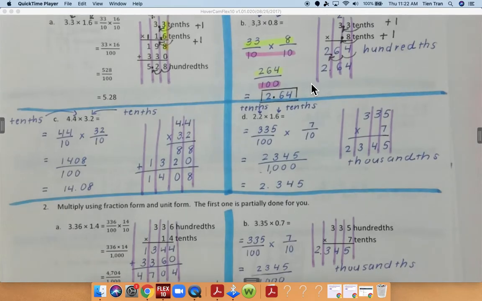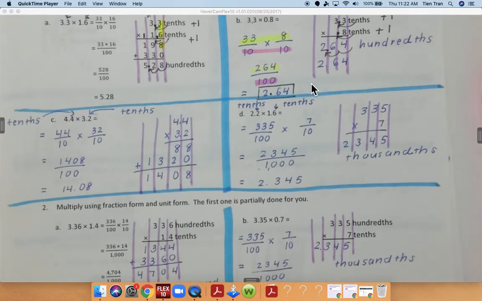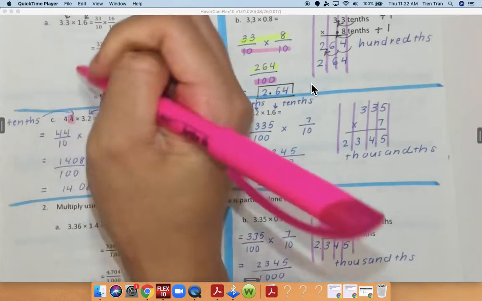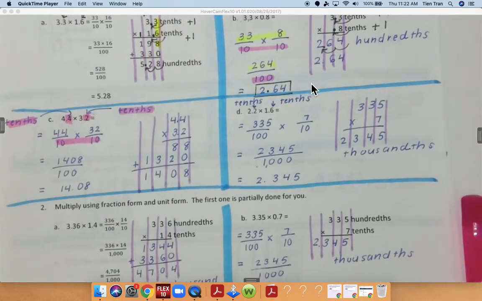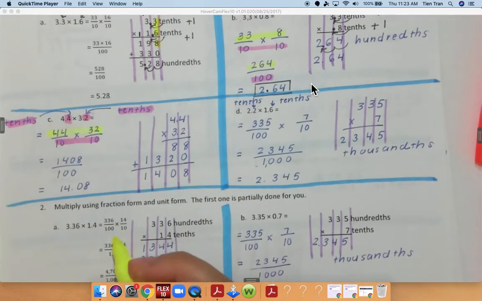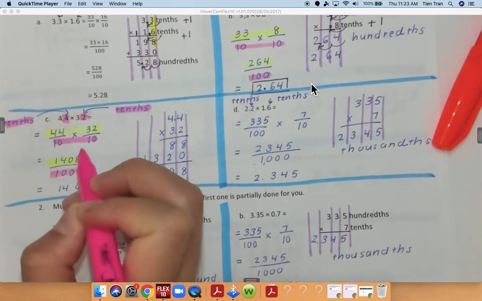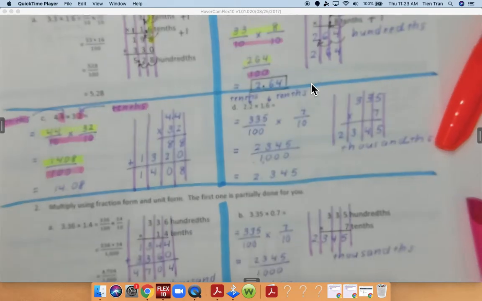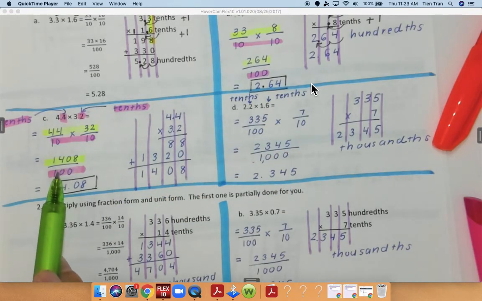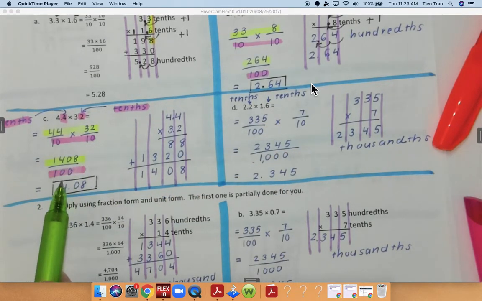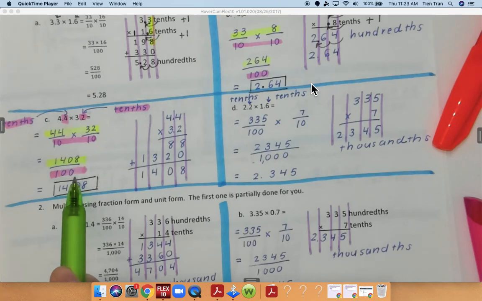Now going on to problem C. Notice that the 4 is in the tenths and also that the 2 is in the tenths place. Because it is in the tenths place, our denominator is also going to be in the tenths place. Okay? And I'm going to multiply 44 times 32, which gives me 1,408, and 10 times 10 is equal to 100. When I write that as a decimal, it says 1,408 hundredths. So your 8 needs to be in the hundredths place because your denominator is hundredths.